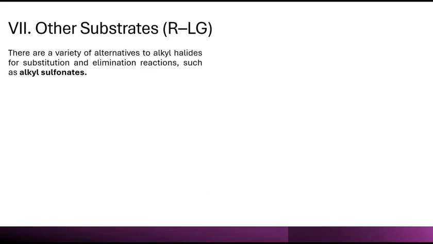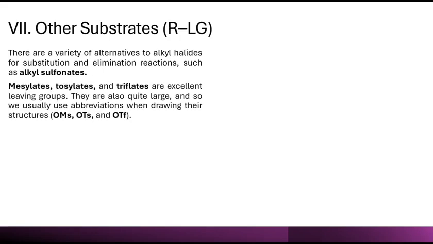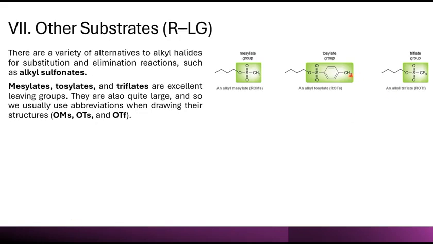7. Other substrates, or R leaving group, can be different. There are a variety of alternatives to alkyl halides for substitution and elimination reactions, such as alkyl sulfonates. Mesylates, tosylates, and triflates are excellent leaving groups. They are also quite large, so we usually use abbreviations when drawing their structures: OMs, OTs, and OTf, respectively, for mesylates, tosylates, and triflates. Here are their structures. This is a mesylate group, here is a tosylate group, and here's a triflate group.